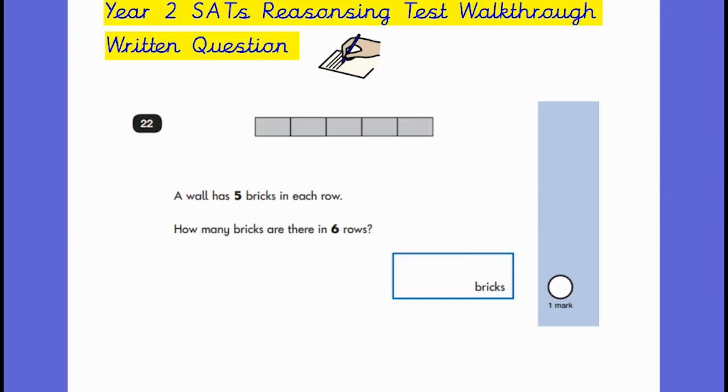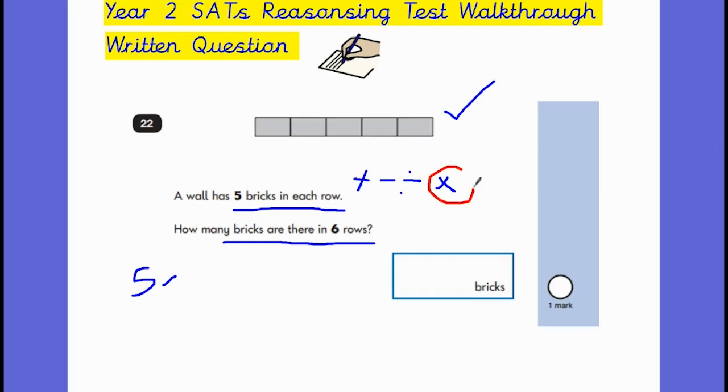22. A wall has 5 bricks in each row. How many bricks are there in 6 rows? So here we have another worded problem. We've got a small image to go with it. So 5 bricks in a row. How many bricks are there in 6 rows? So if we know in one row there are 5, it's asking us to do which operation? Is it add, subtract, divide, or multiply? So 6 rows of 5 is the same as 6 groups of 5. So that's right, it's a multiplication question.